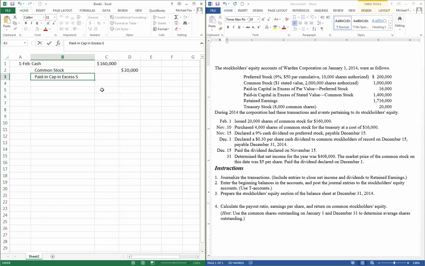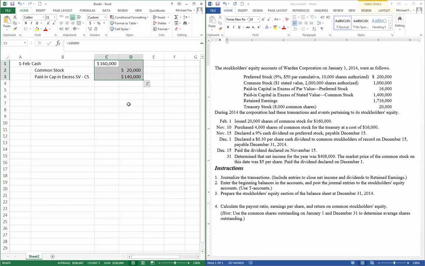I'm just going to put SV for stated value, and I'm going to put CS for common stock as opposed to PS for preferred stock, just to make it a little easier. And that will be the difference, right? If we brought in 160,000 total and 20,000 of it was common stock, then the difference will be the total amount minus the amount that we call common stock. That's the amount that's the paid-in capital in excess of the stated value for the common stock. Just remember the debits and the credits for each transaction have to balance or add up. It will be all right.